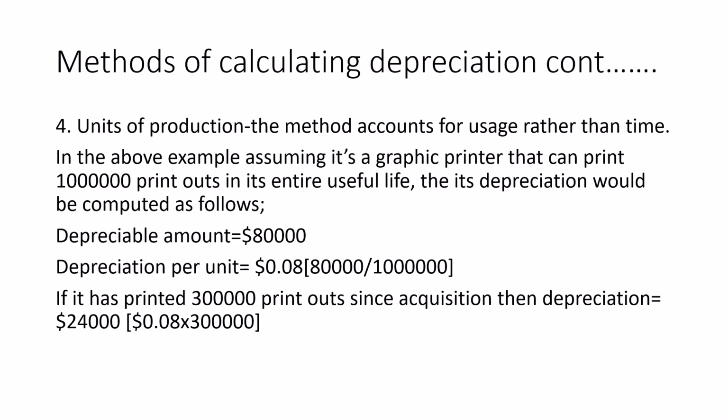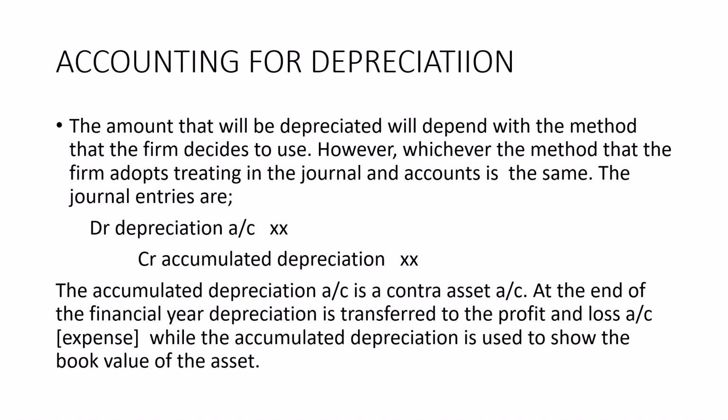So if it has printed 300,000 printouts since its acquisition, then the depreciation will be equal to 0.08 times the number of units, which is 300,000, and we get the depreciation up to that point will be equal to $24,000. So accounting for depreciation, the amount that will be depreciated will depend on the method that the firm decides to use. However, whichever the method that the firm adopts, treating it in the journal and account is the same.